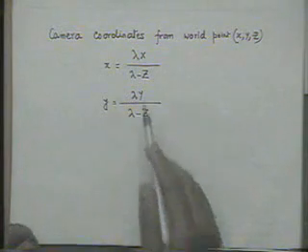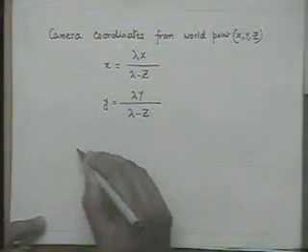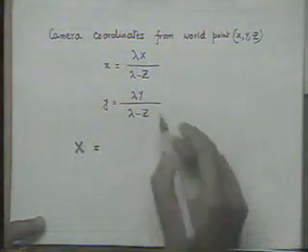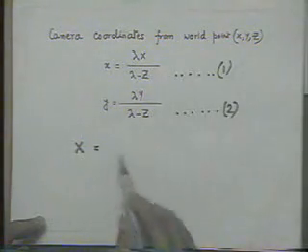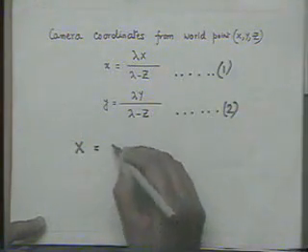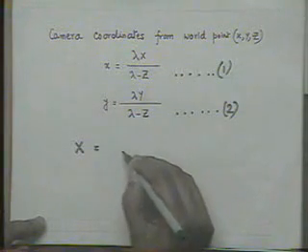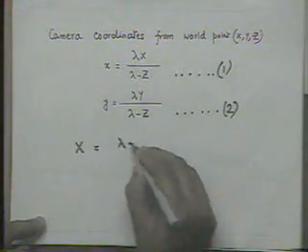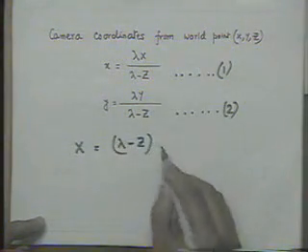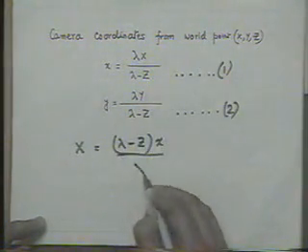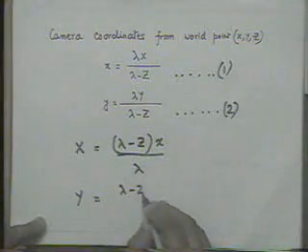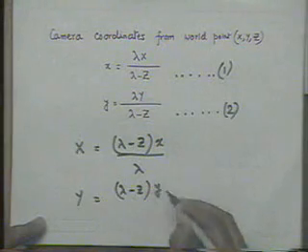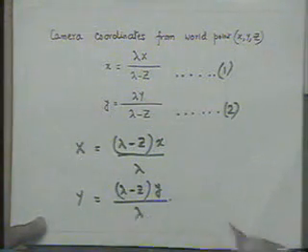Now from this relation I can write down capital X. If I call this equation 1 and this equation 2, then from equation 1 I am getting capital X equal to (lambda minus z) multiplied by x divided by lambda. Is that correct? And I am getting capital Y as (lambda minus z) into small y divided by lambda.